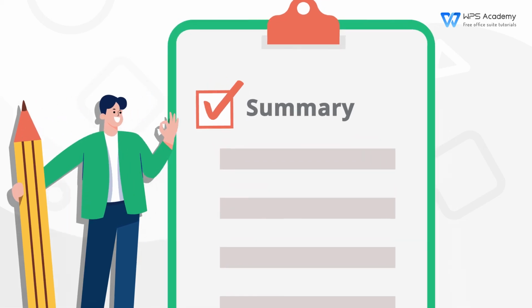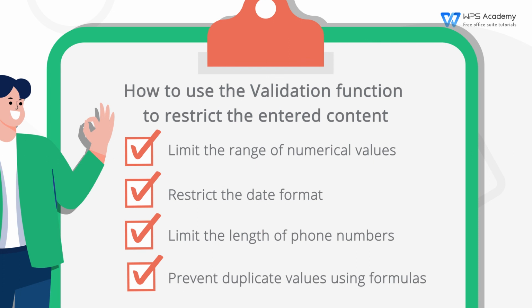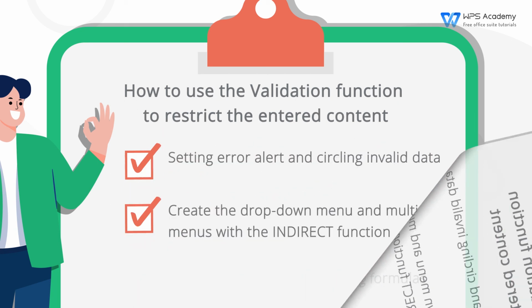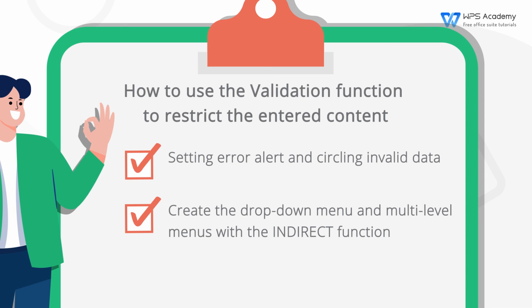Now let's summarize and review what we've learned in this lesson. We have learned how to use the validation function to restrict the entered content. To achieve this, we need to set different rules to restrict, such as the date format, text length, value range, and repeated value. Setting error alerts and circling invalid data are also available. We also learned the method to create the drop-down menu and multi-level menus with the INDIRECT function.